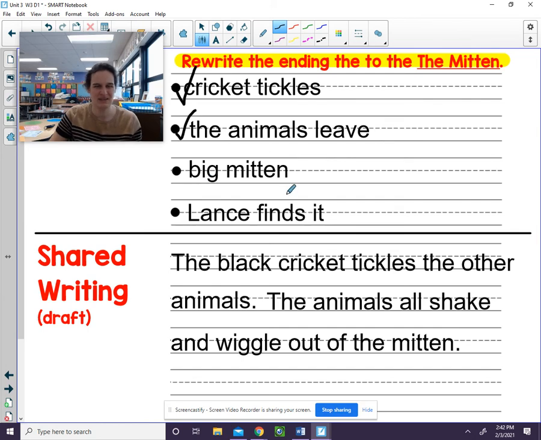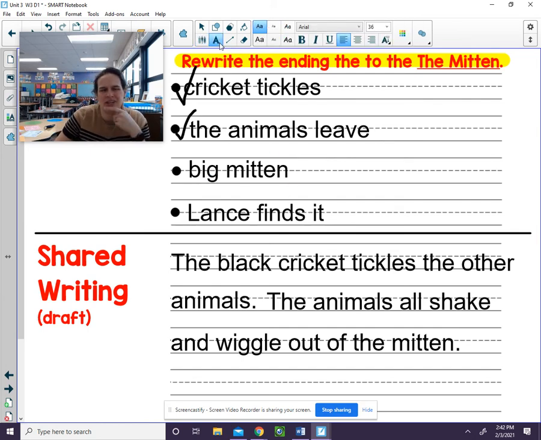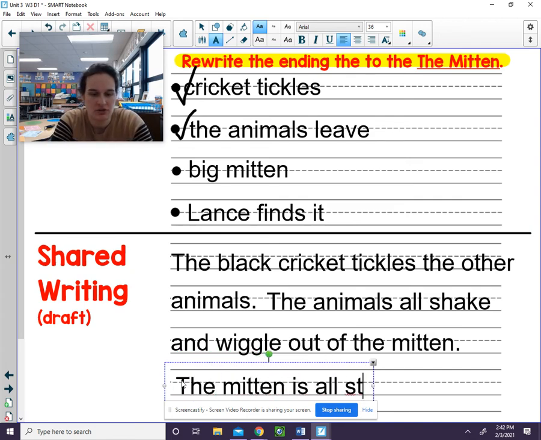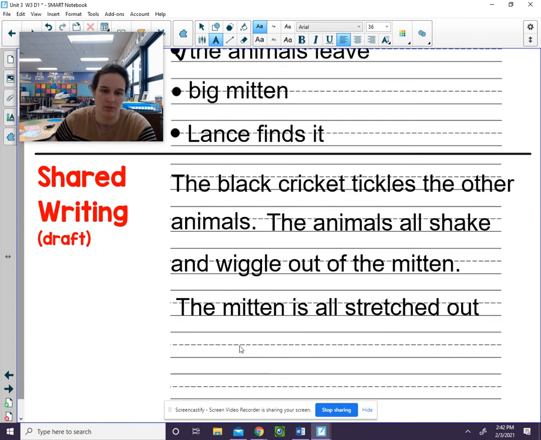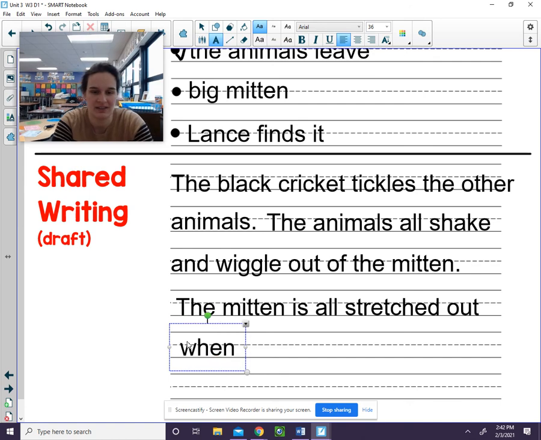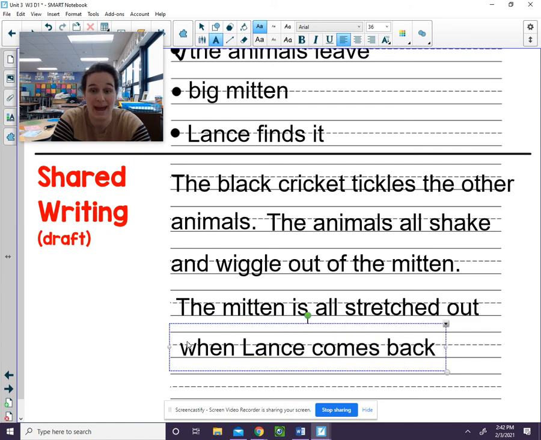Okay, this idea says big mitten. What was I thinking when I wrote that? Can you remind me? Yeah, because the animals kind of stretch out the mitten. So the mitten is all stretched out. Go to the next line again. When, we're going to combine our last two ideas. When who finds it? When Lance, we can even say when Lance comes back.